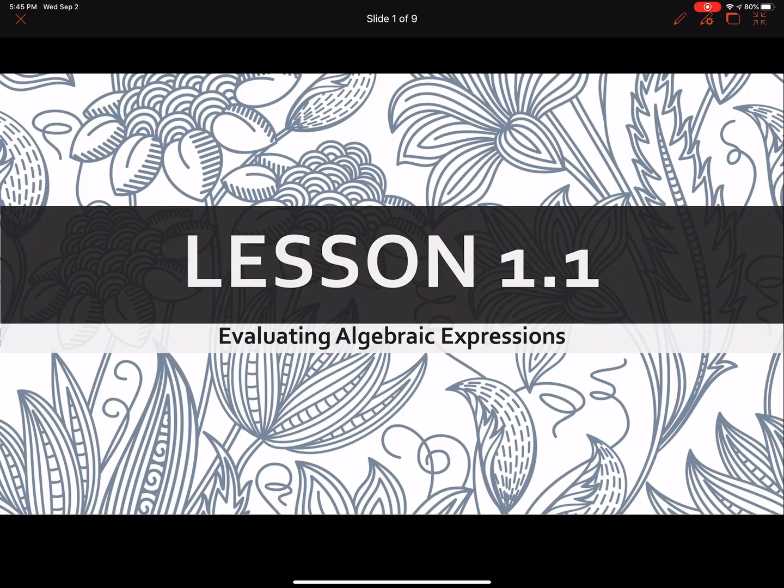This first lesson is Lesson 1-1, Evaluating Algebraic Expressions. We will be taking notes every single day we do a lesson so that you will have this material with you. So if you want to, get out a blank sheet of notebook paper, and for your heading at the top of that piece of paper, write Lesson 1-1, Evaluating Algebraic Expressions. You can include the date if you would like.